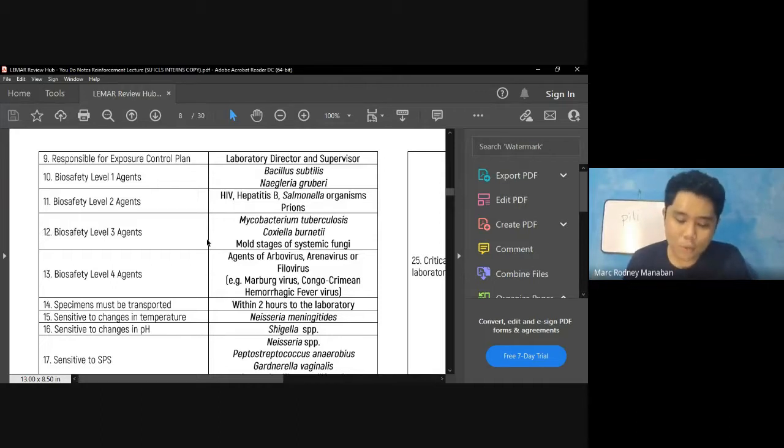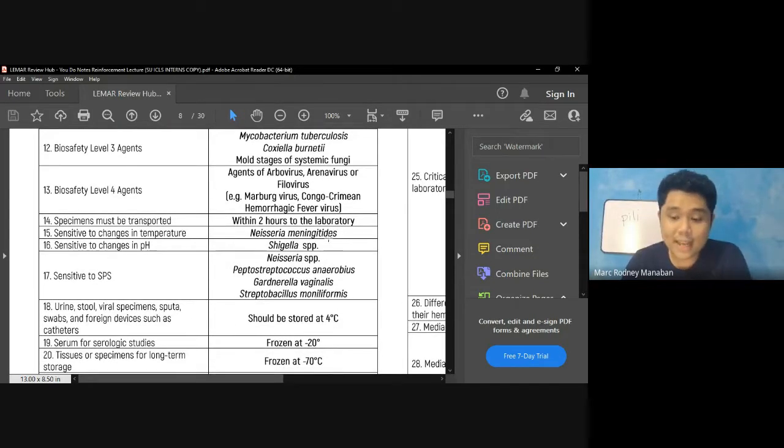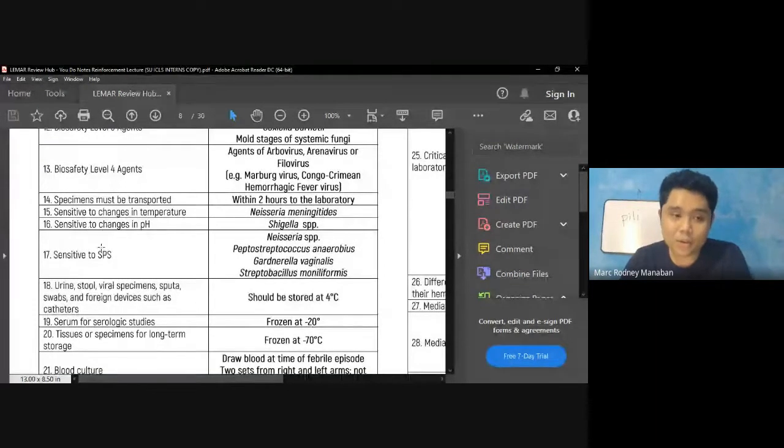Now for specimen transport, it's generally recommended to transport specimens to the laboratory within 2 hours. But of course, depending on the sample, sterile body fluids and the rest should be transported immediately. Which organism is sensitive to changes in temperature? Neisseria meningitidis. Sensitive to changes in pH, Shigella. Sensitive to SPS, or sodium polyanethol sulfonate, the anticoagulant found in blood culture bottles or tubes: Neisseria, Peptostreptococcus anaerobius, Gardnerella vaginalis, and Streptobacillus moniliformis.